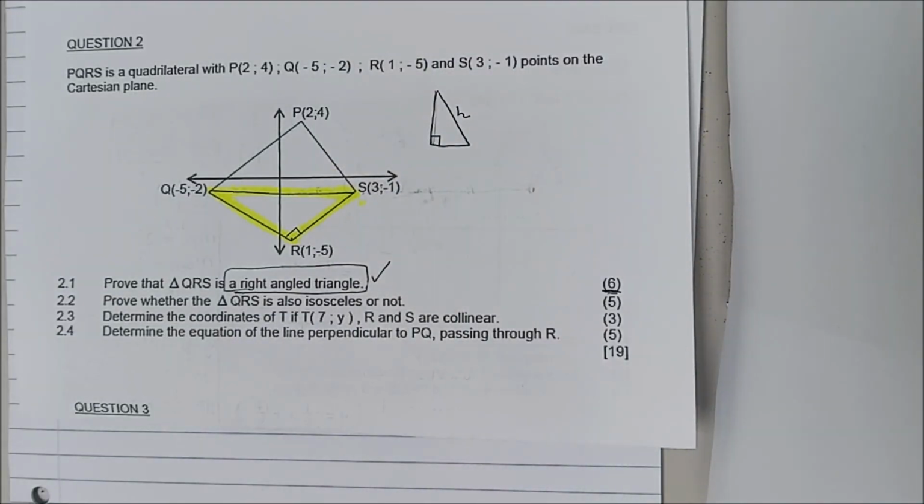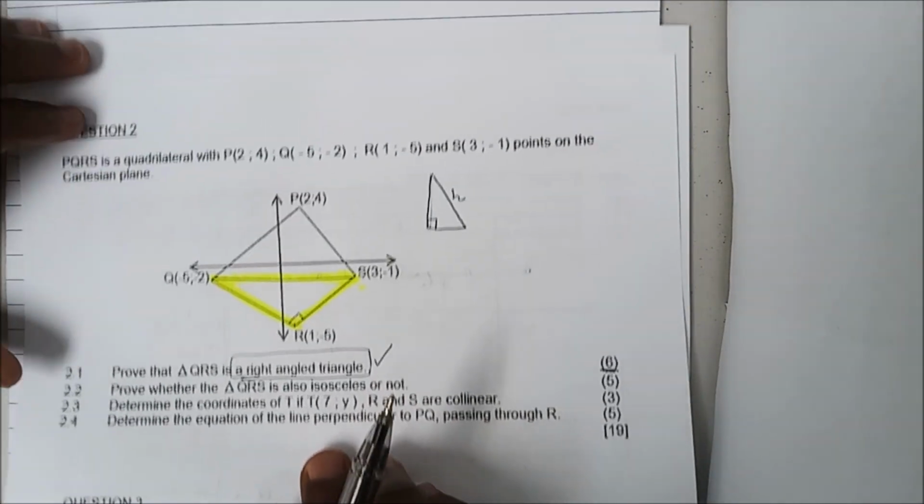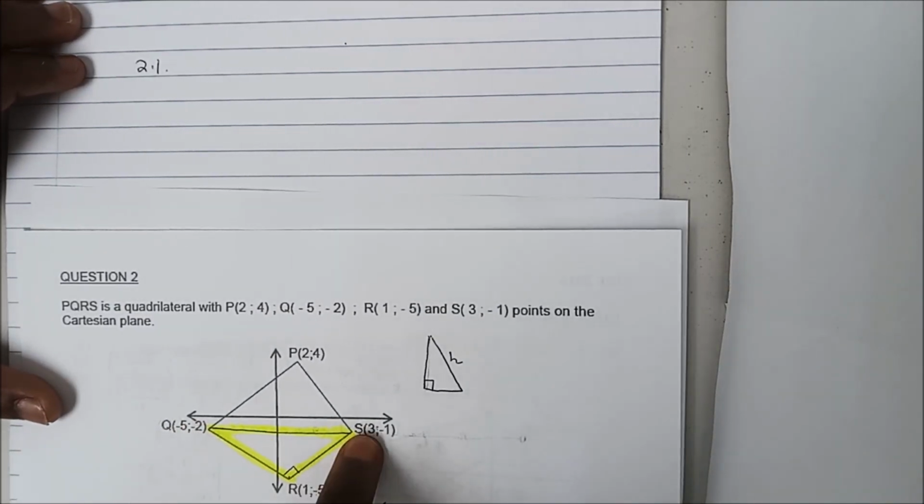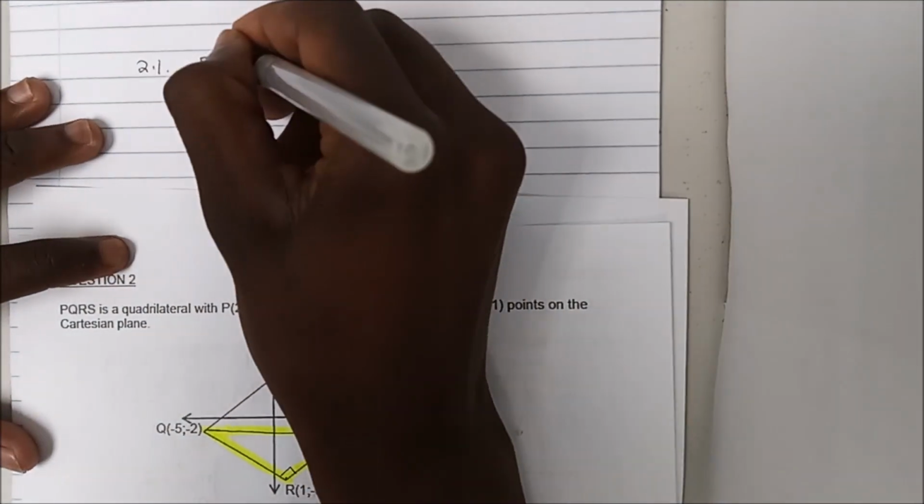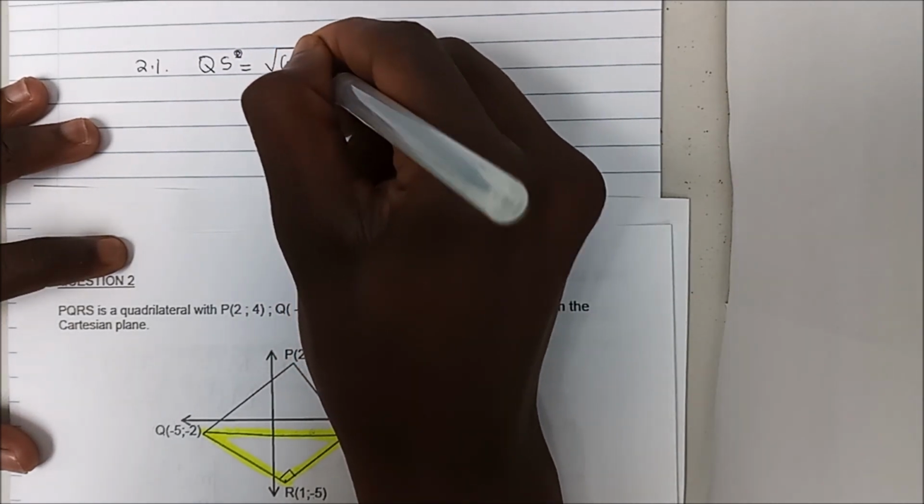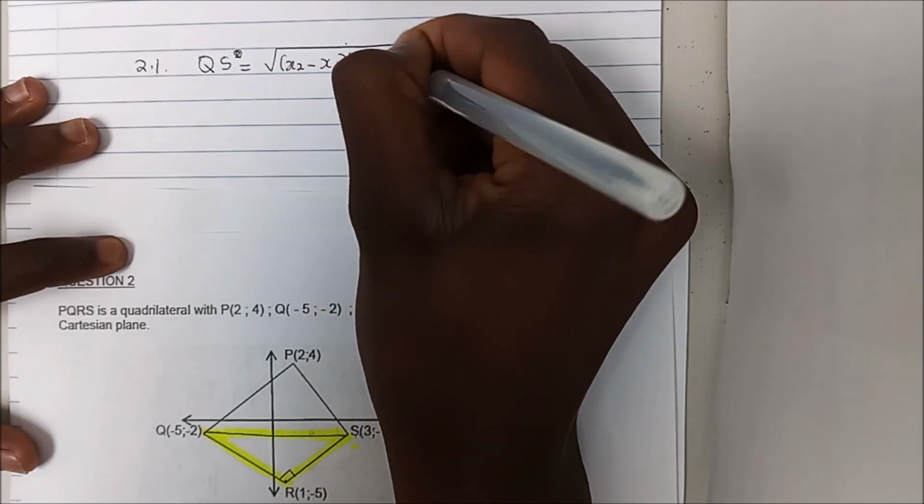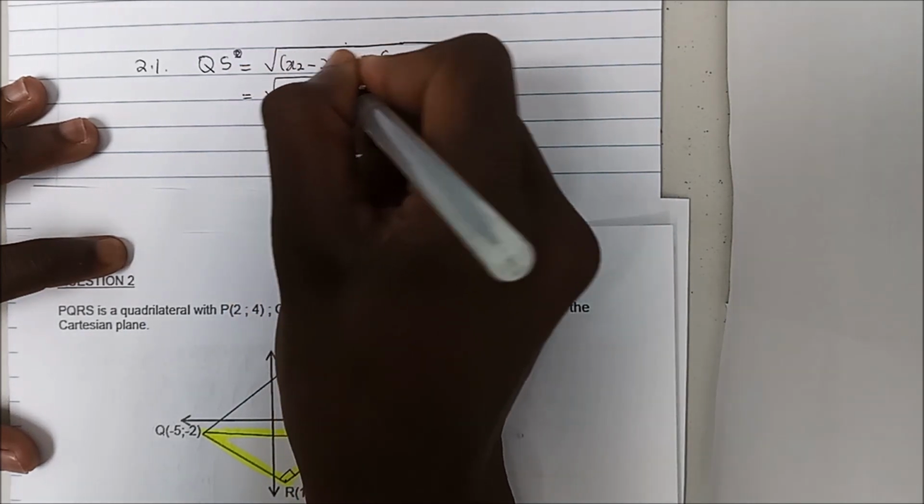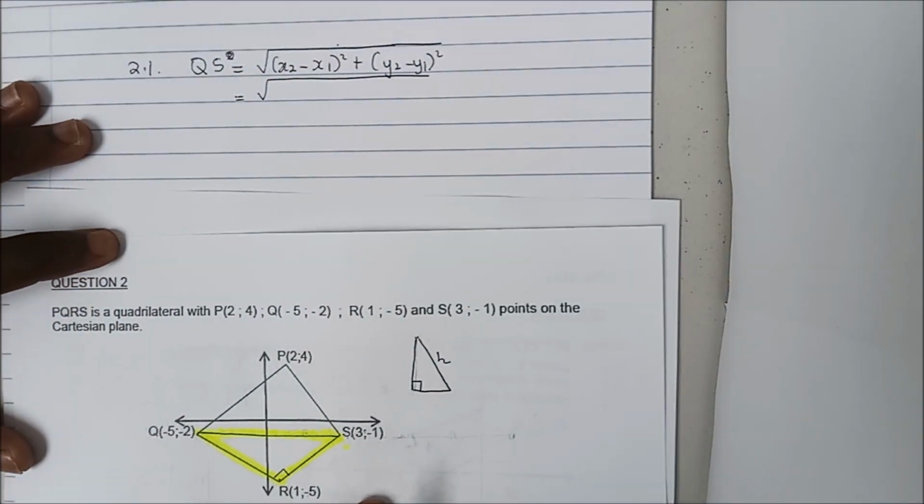So now we are going to find the length of QS, but squared. Remember the distance formula: QS is equal to the square root of x2 minus x1 squared plus y2 minus y1 squared. You see, every time I always start with the formula. I write the formula first so that I know my substitutions will be correct.